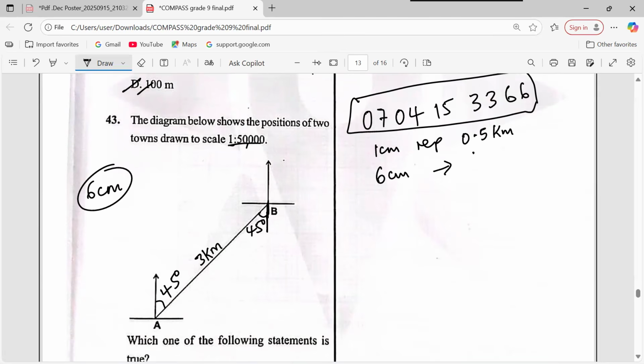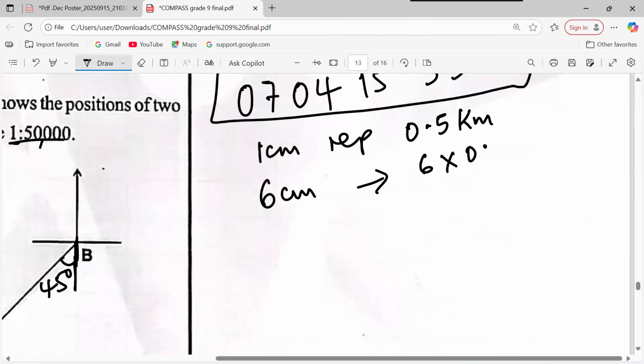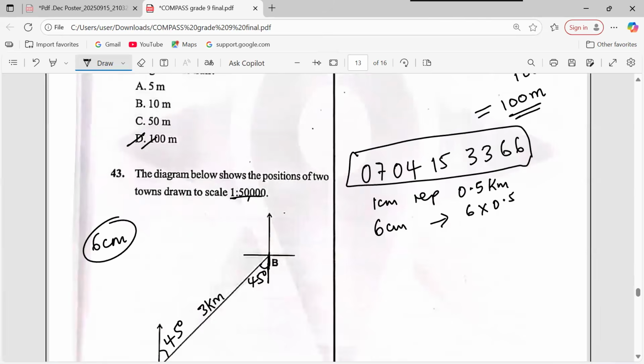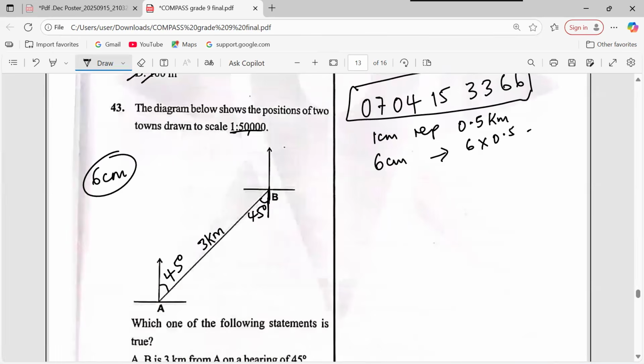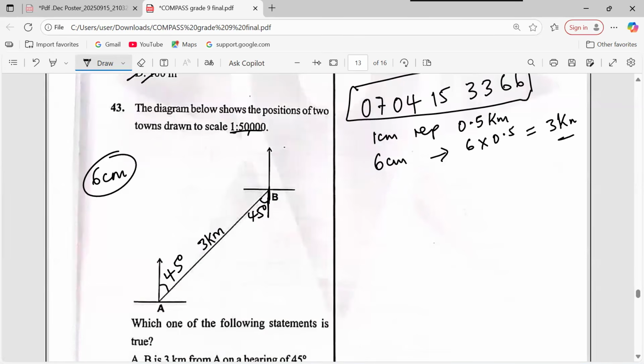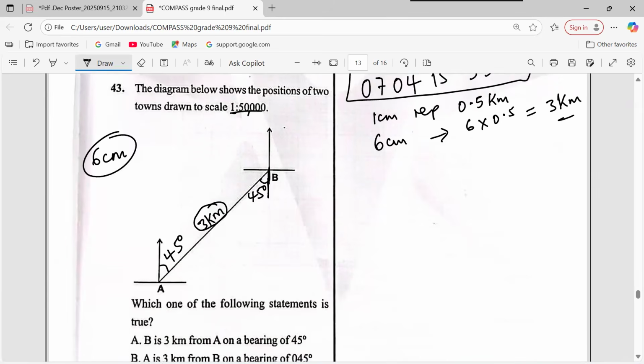This shall represent 6 times 0.5, which is now 3 kilometers, sorry. So 6 centimeters on the map equals 3 kilometers on the ground. So the distance is 3 kilometers. That one, there is no compromise.